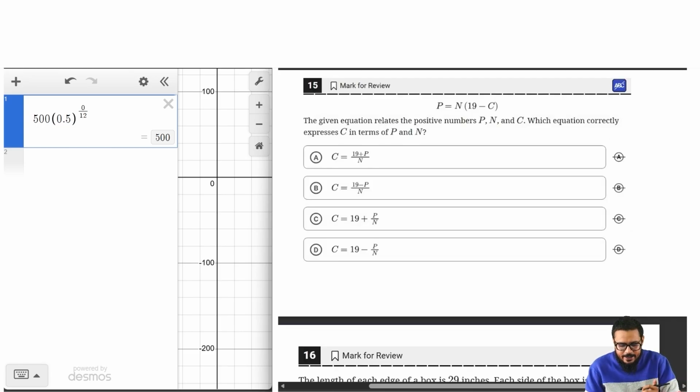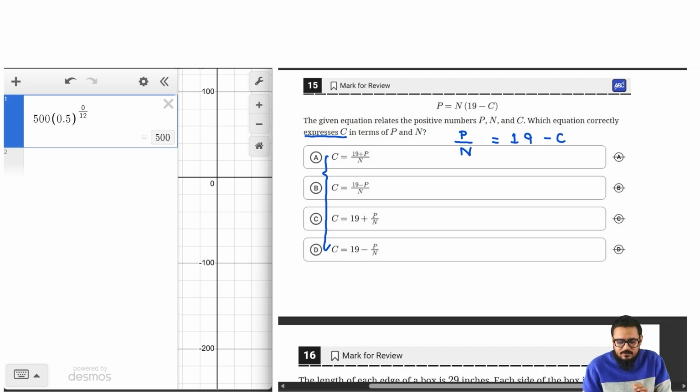The given equation relates to positive numbers, and I think we have to make C the subject of the formula because every single answer option has C isolated. So I will try to isolate the constant C in this question. For example, if I divide both of my sides by the constant n, I will have P divided by n, and on my right hand side, n and n are going to cancel each other, so we'll be left with 19 minus C, right?